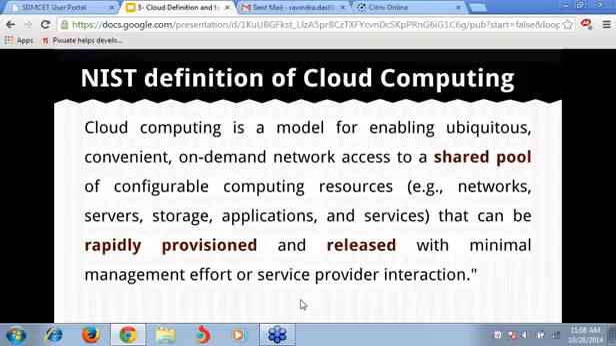So cloud computing essentially gives you a configuration ability and rapid provisioning and releasing whenever you want it. And another fundamental idea of cloud computing is the shared pool. That means no resource is actually dedicated to any one person.